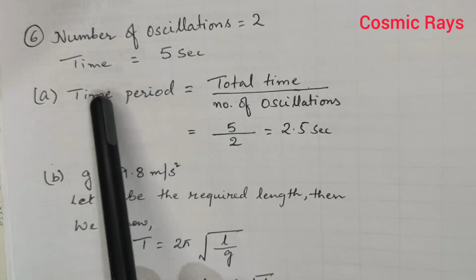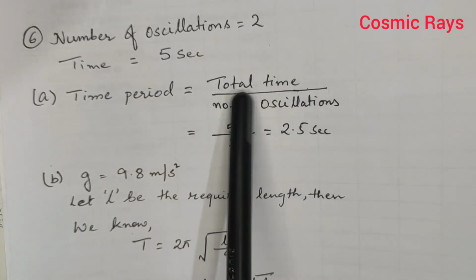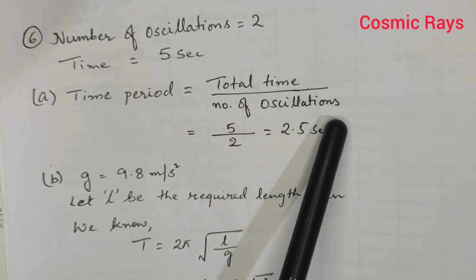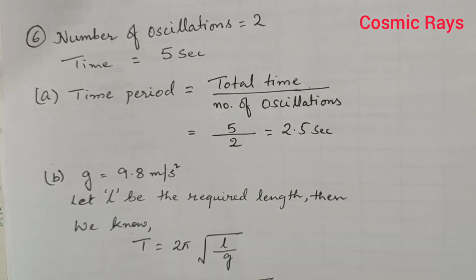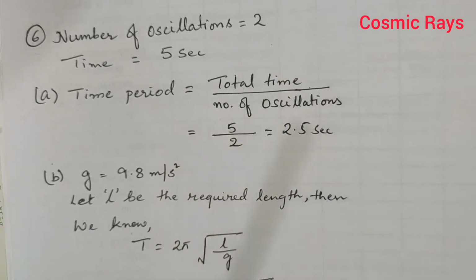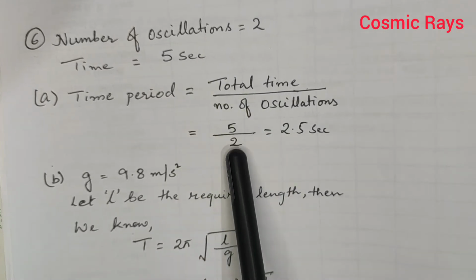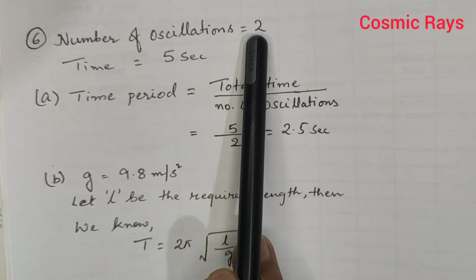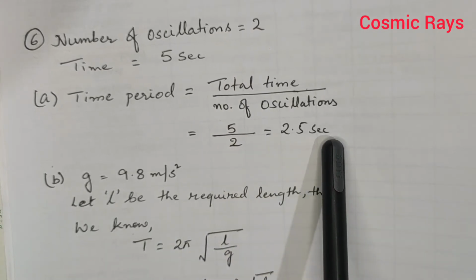Now we have to find the time period first. We know the formula for time period is total time divided by number of oscillations. Time period is also equal to 1 by frequency, but here since they have not given the frequency, we will be using this formula. So total time is 5 seconds divided by the number of oscillations completed in 5 seconds, which is 2. Divide, and you get the answer.